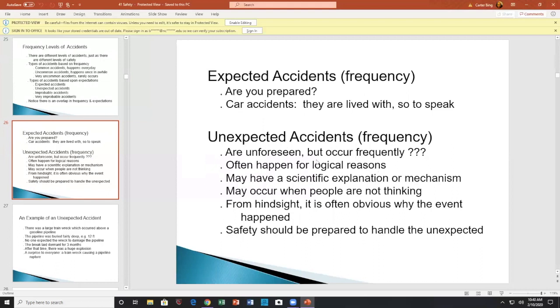Unexpected accidents, unforeseen, but occur frequently. Often happens for logical reasons, by the way. May have a scientific explanation or mechanism. May occur when people are not thinking. In hindsight, it's often obvious why the event happened. Safety should be prepared to handle the unexpected.